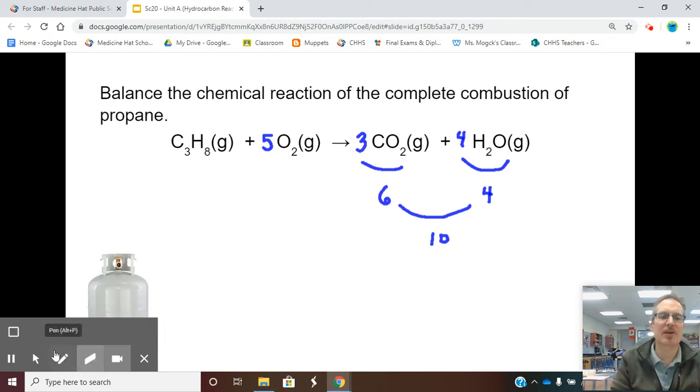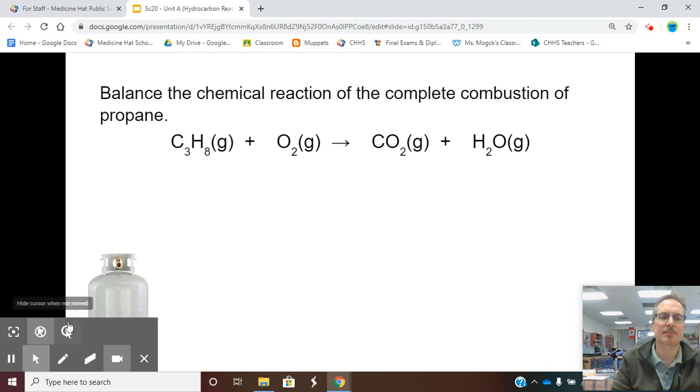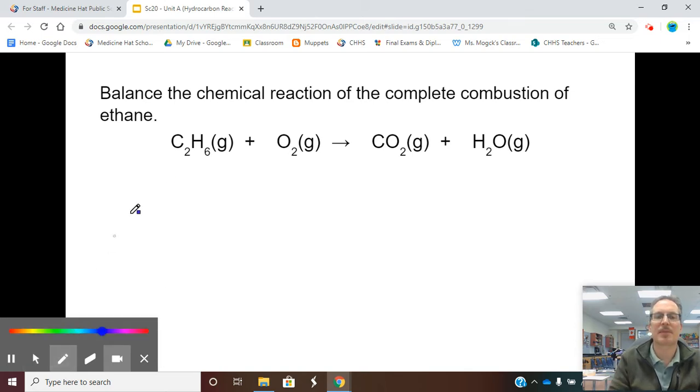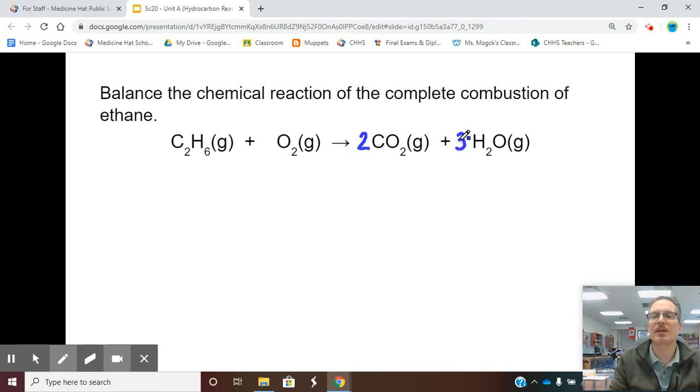Okay, let's try a little bit harder example. Can you pause the video, try this one for yourself, please? 2 carbons, 2 carbons. 6 hydrogens. I've got 2, so I'm going to put a 3 here. 6 hydrogens. 3 oxygens. 4 oxygens. That means on the right-hand side, I have 7 oxygens.